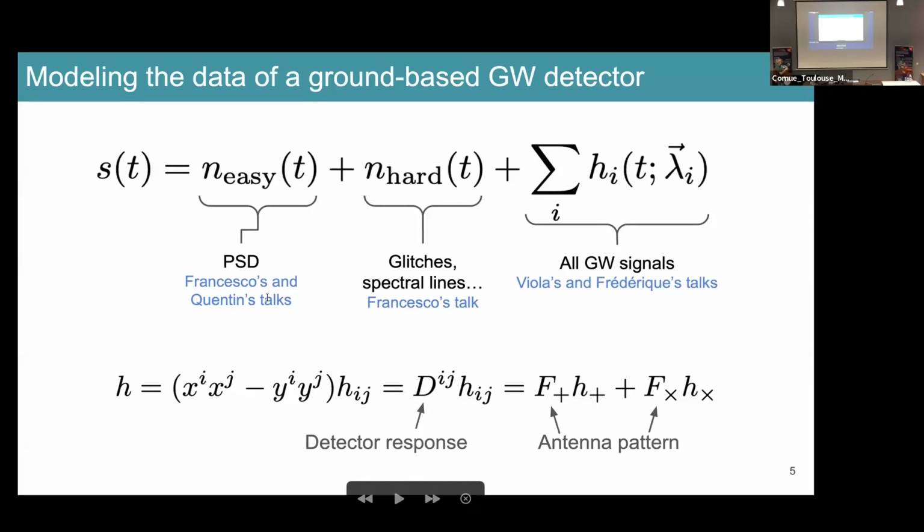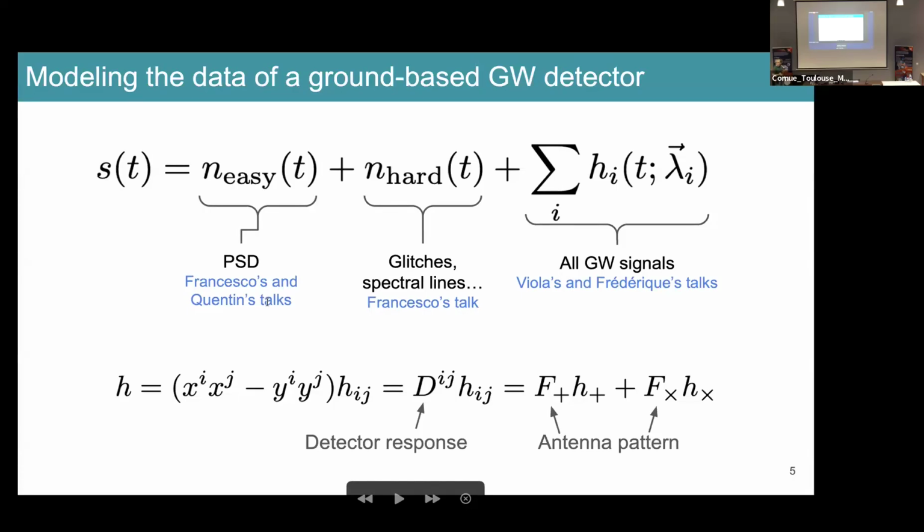Then I like to add a hard noise part, which contains all the data quality problems that Francesco talked about. So glitches, spectral lines, basically excess noise on top of the fundamental physical noise sources. And then you have the superposition of all gravitational wave signals. Potentially this is thousands of signals all present in the data at the same time. And if we take one of them, we can write the response of the detector to that signal in this way, which is probably a bit unnecessary at the moment, but you can think of it in this way.